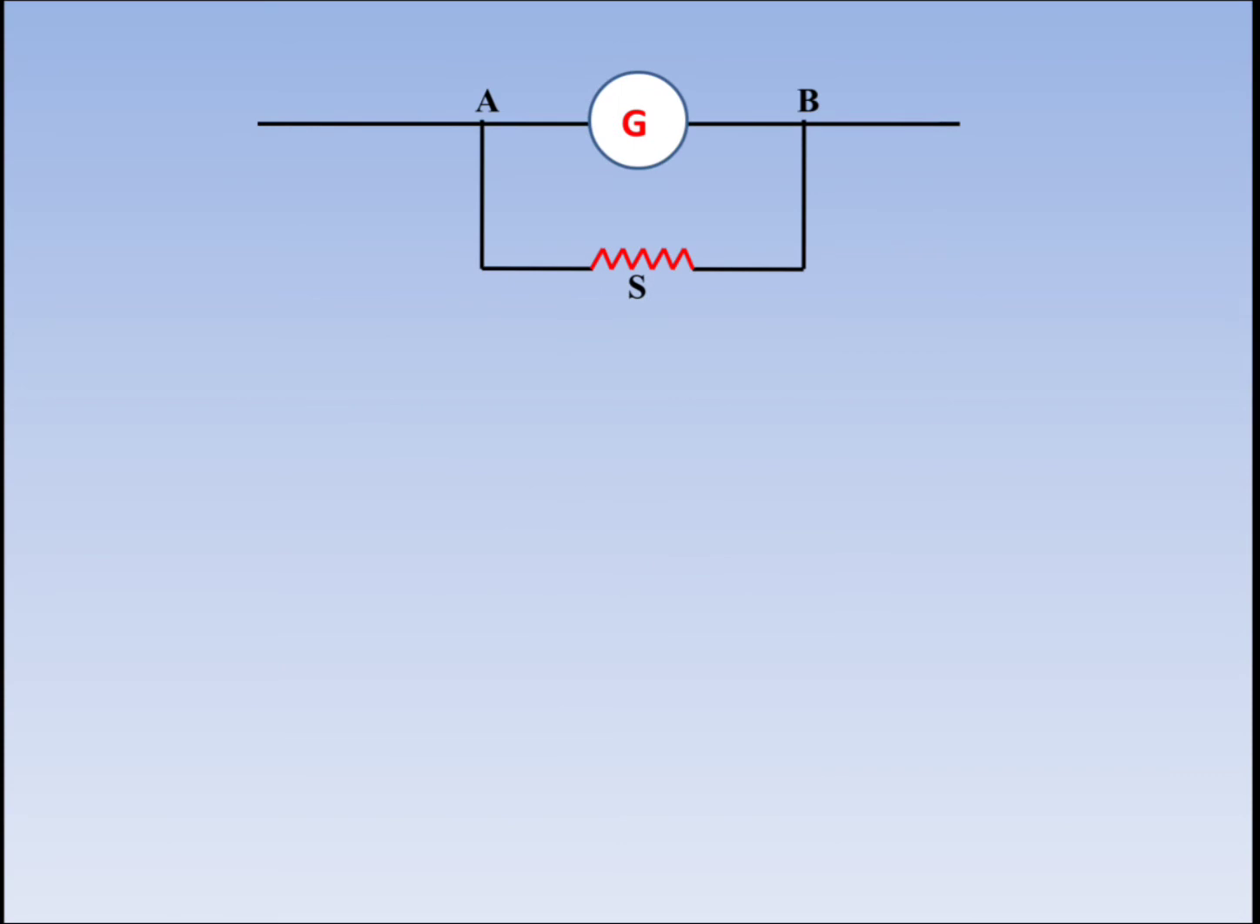In this diagram, we can see a low value shunt resistance capital S connected in parallel with a galvanometer of resistance capital G. Now, let capital I be the value of current flowing through the circuit, which is to be measured. This current I, when it reaches point A, gets divided into two parts. One part which is flowing through the galvanometer is called Ig, whereas the other part which is flowing through the shunt is called Is. These currents reach point B and give the total current as I.